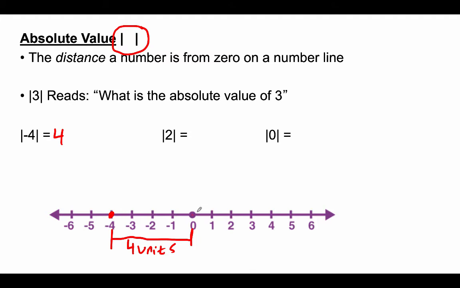The absolute value of 2. We are 2 units from 0. And then, of course, 0 is right there. When we talk about a distance, that's why we talk about it in terms of a positive value.